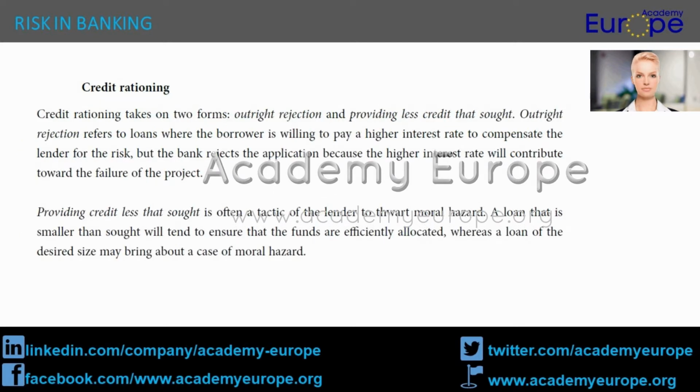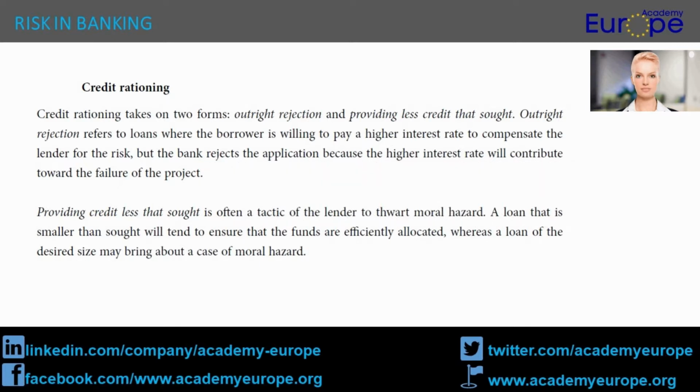Credit rationing. Credit rationing takes on two forms: outright rejection and providing less credit than sought. Outright rejection refers to loans where the borrower is willing to pay a higher interest rate to compensate the lender for the risk, but the bank rejects the application because the higher interest rate will contribute toward the failure of the project. Providing credit less than sought is often a tactic of the lender to thwart moral hazard. A loan that is smaller than sought will tend to ensure that the funds are efficiently allocated, whereas a loan of the desired size may bring about a case of moral hazard.